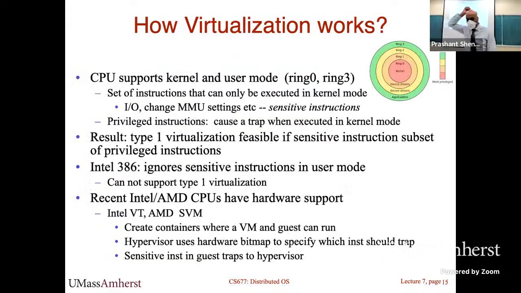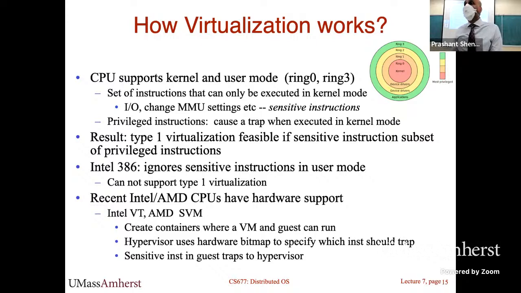Now let me say one more thing. This property, although it makes sense, and this is how we are going to implement a type 1 hypervisor, many processors did not support. In particular, Intel processors until recently did not support that property. If you are in user mode and you try to execute a sensitive instruction, the processor would just ignore it. You wouldn't cause a trap. It would say not allowed and just ignore. It wouldn't do anything. It would just basically be like a no-op instruction.